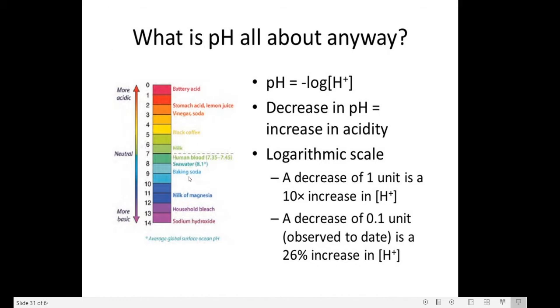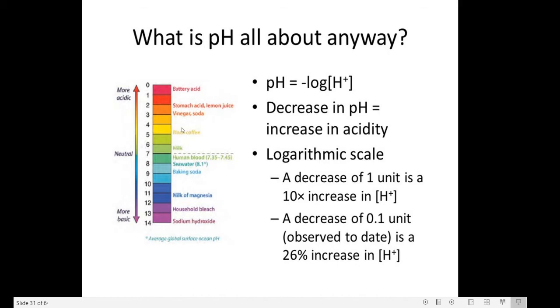Milk has a pH of 7, human blood has a pH of 7.3, seawater has 8.1, baking soda has a pH of 9, milk of magnesia has a pH of 11, household bleach has a pH of 12 to 13, and sodium hydroxide has a pH of 14. These are all basic molecules.